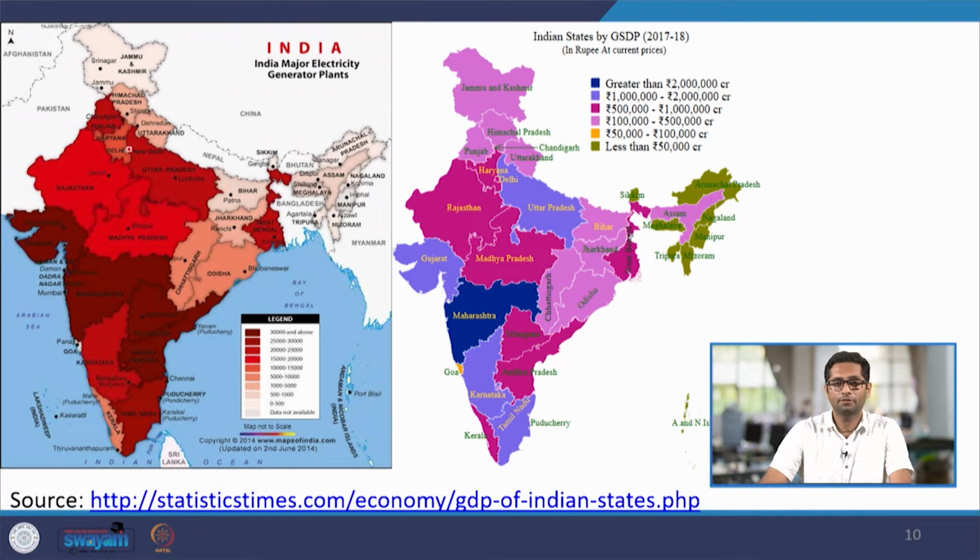So, herein what we see is the different states of our country, and what you see on the left hand side are the states which are the major electricity producers, and of course consumers as well. And what you see on the right hand side is the state specific GDPs of those particular states. So, we see that there is a very strong correlation between the states which have a very high GDP and the states which are major producers and consumers of electricity. That relationship is something that we have seen for different countries as well.